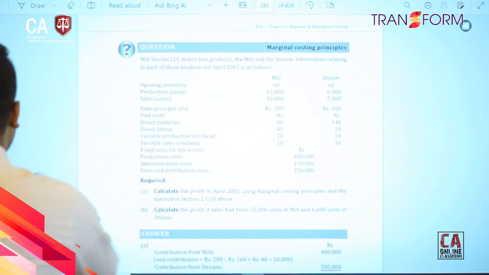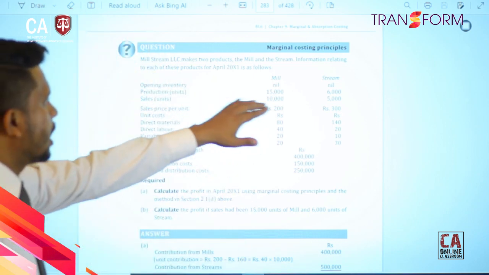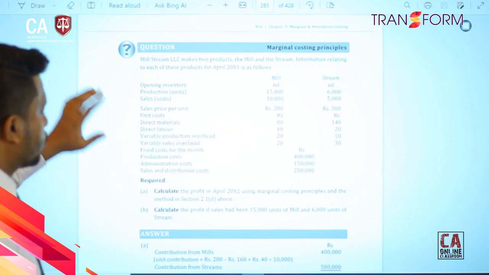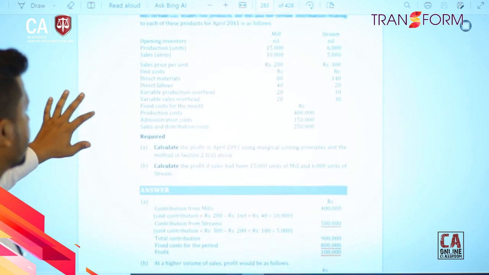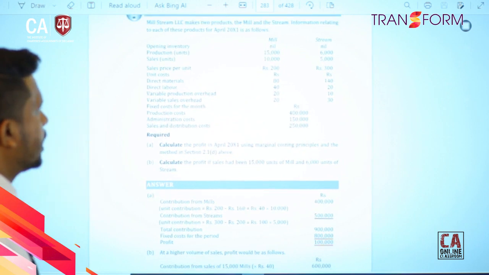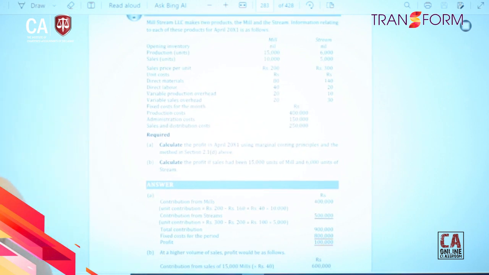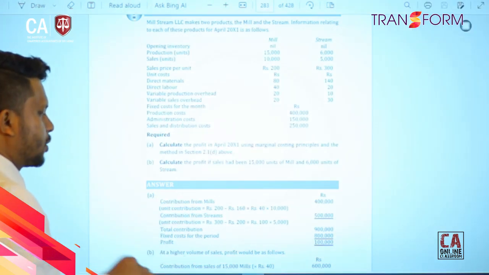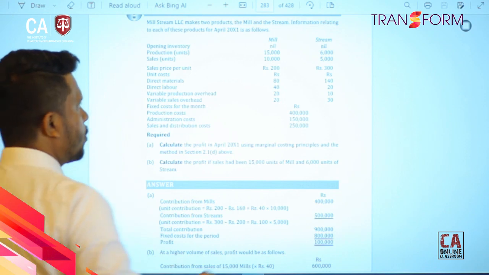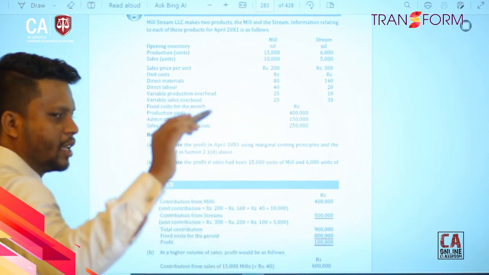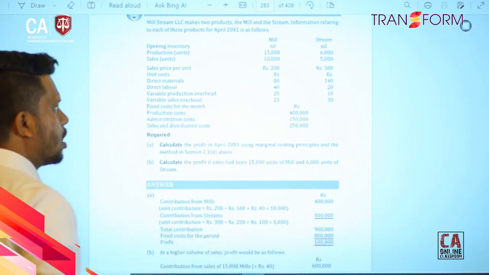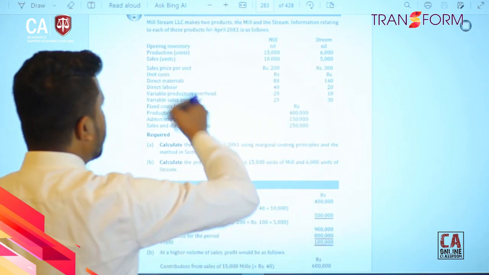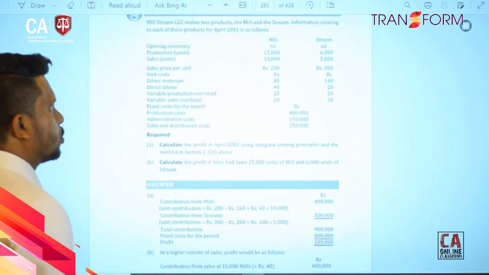You can see there are two products, mill and steam. If you want to calculate the profit for each individual product, very simple, you need to calculate the contribution first. What is the contribution? Contribution means selling price minus variable cost. By looking at this information, what are the variable costs you can identify?